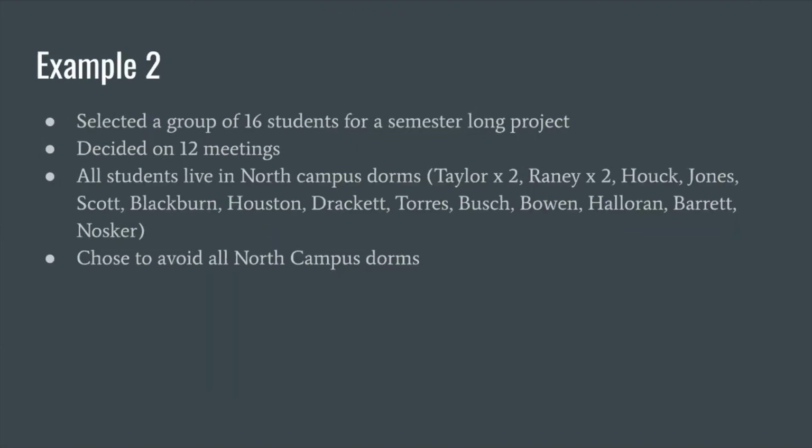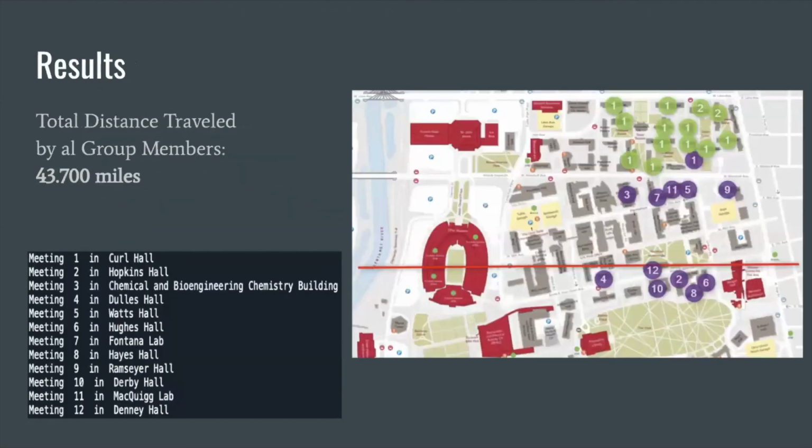For our second example, we wanted to increase things a little bit, so we selected a much larger group of 16 students, but again decided on 12 meetings. In this example, all students lived in North Campus dorms, and some even lived in the same dorm as another group member. Also in this example, we decided to avoid all North Campus dorms as meeting locations. So as a result, the group traveled 43.7 miles in total.